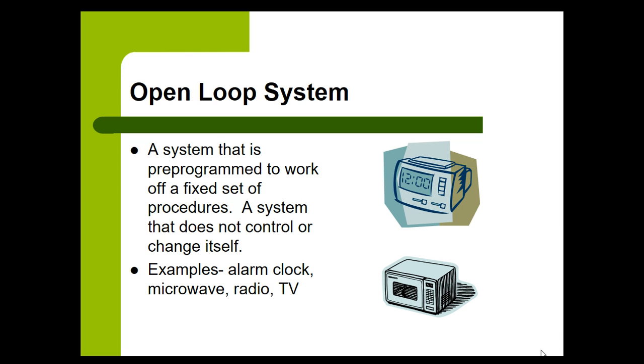When we talk about an open loop system, the definition is a system that's pre-programmed to work off a fixed set of procedures, a system that does not control or change itself. So an open loop system is a system that, once we tell it what to do, is only going to do that. If something changes around the system, it won't be able to adjust or change the way it works.